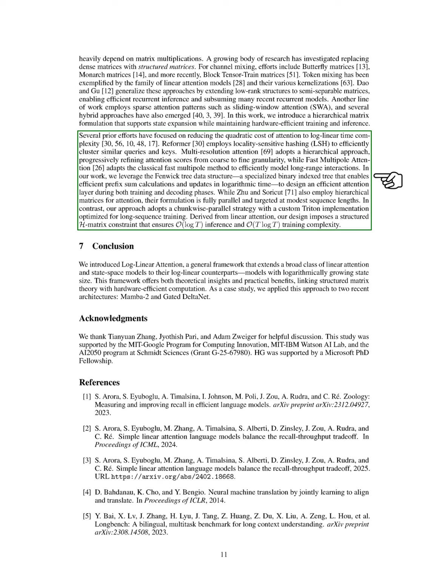Previous studies have aimed to reduce the quadratic cost of attention to log-linear time complexity. For instance, Reformer uses locality-sensitive hashing to cluster similar queries and keys efficiently. Multi-resolution attention takes a hierarchical approach, refining attention scores from coarse to fine, while fast multipole attention adapts classical methods to model long-range interactions effectively. We utilize the Fenwick tree data structure, which allows for efficient prefix sum calculations and updates in logarithmic time, to create an effective attention layer for both training and decoding.